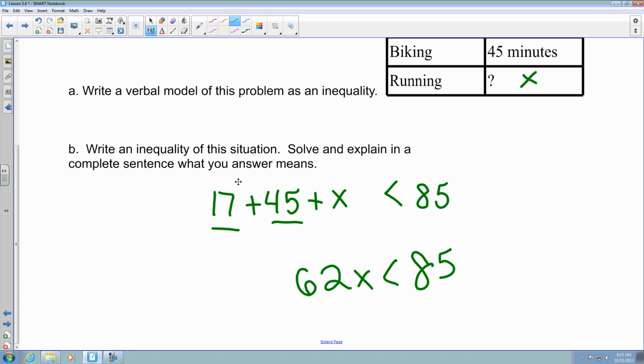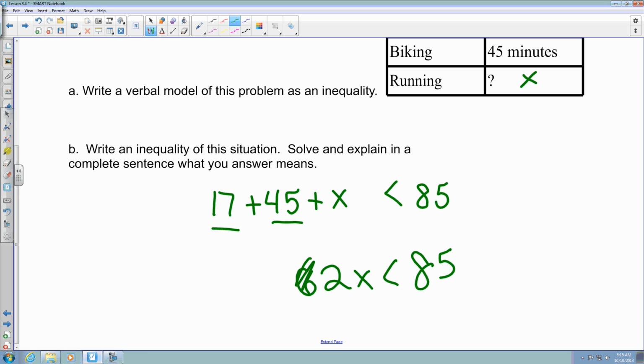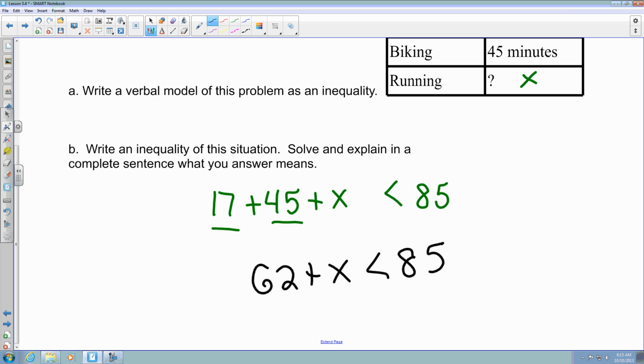So now, no, I'm sorry, that's wrong. Whoops. I'm going to try that again. My bad. What you have to do is first add 17 plus 45, which gives you 62. 62 plus x is less than 85. Sorry about that. I wrote it wrong.